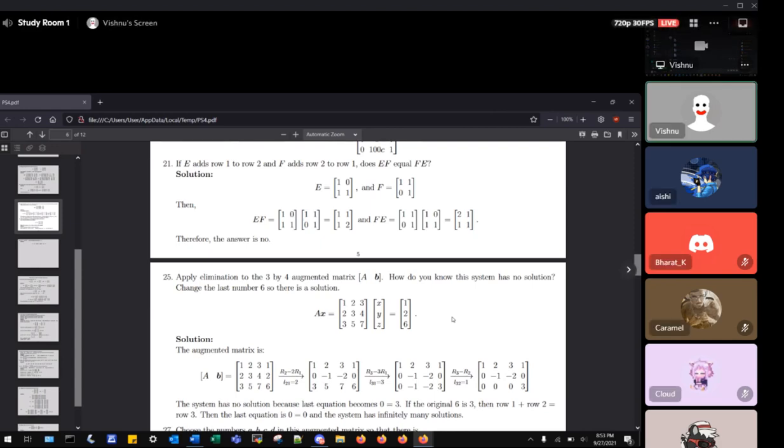No, they are associative. They're not commutative. Oh, so it's just like a general question then. Yeah, it's for... Oh, yeah.